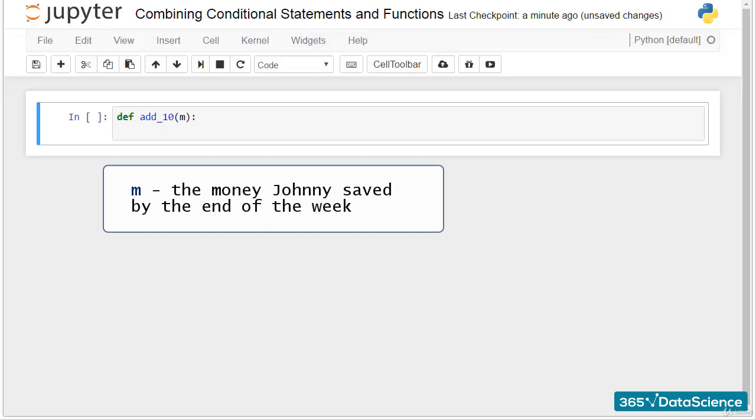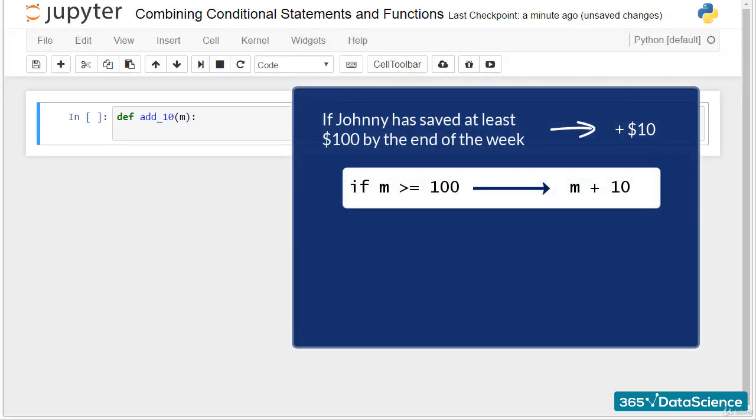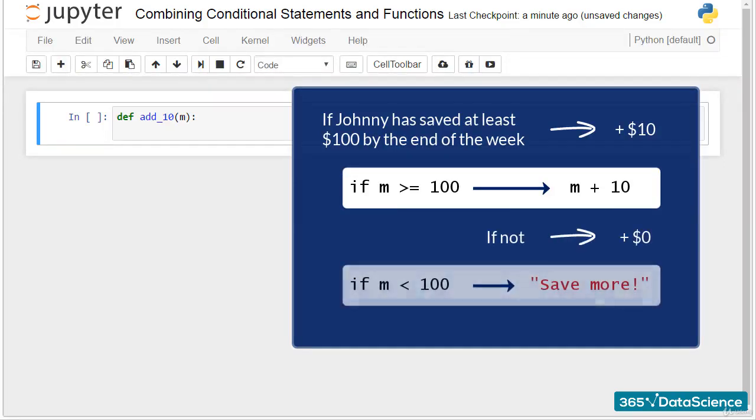What should we tell the computer to do? If m is greater than or equal to 100, then add 10 to the saved amount. If it is not, return a statement that lets us know Johnny should save more. That is, if m is greater than or equal to 100, let m assume the value of m plus 10.